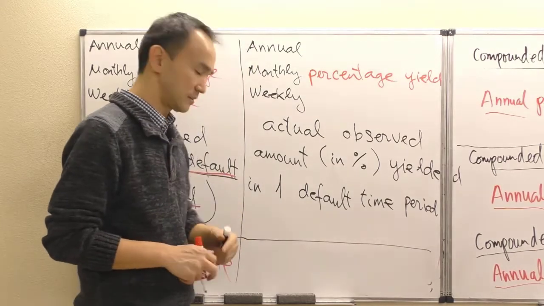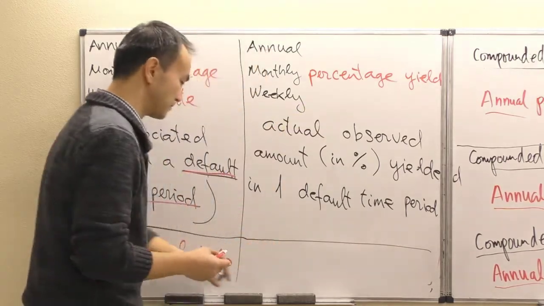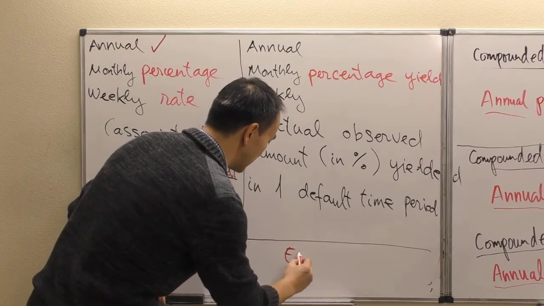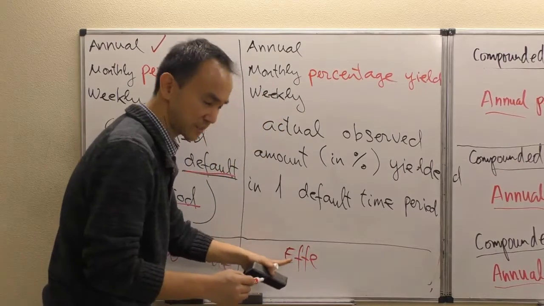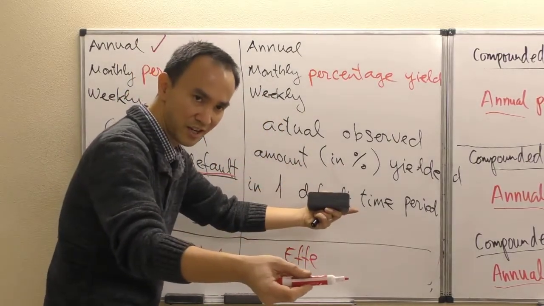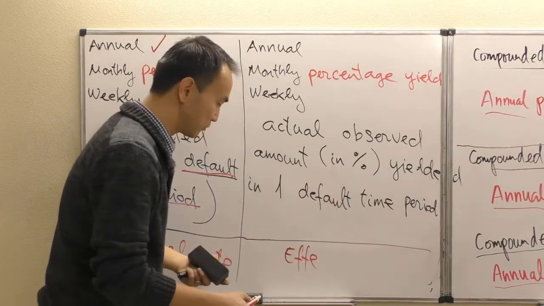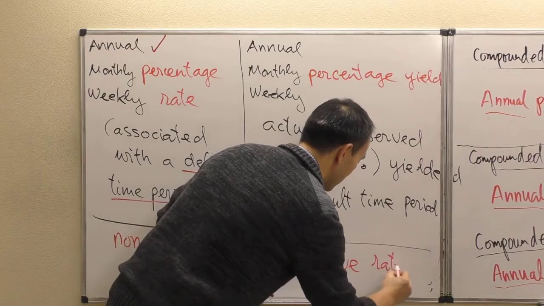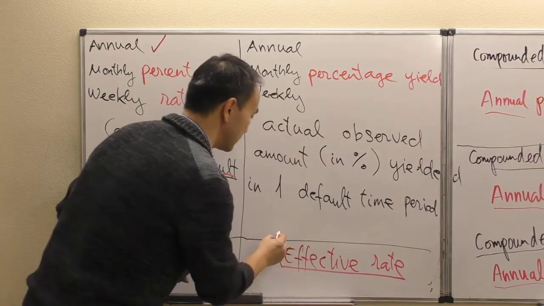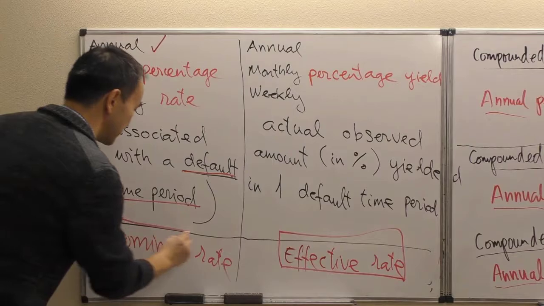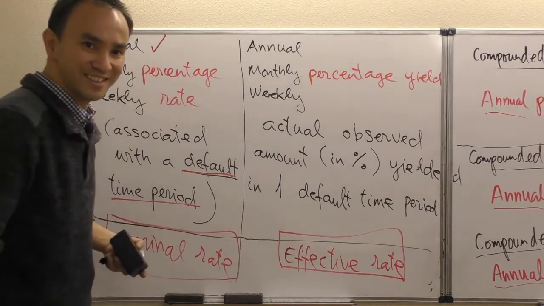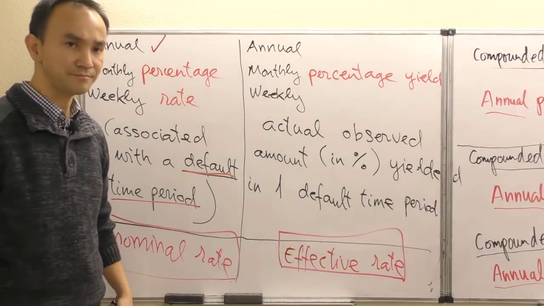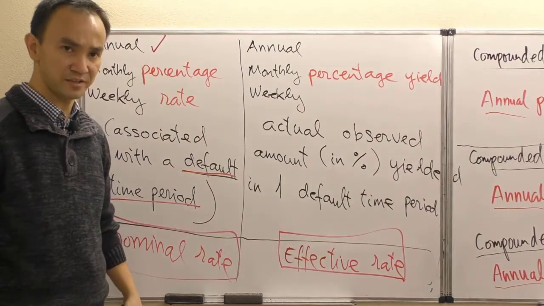And for that reason, percentage yield here is now generally regarded as what's so-called effective, because there are some effects of compounding the interest more frequently. So now we call it the effective rate. A percentage yield is an effective rate, okay? And then versus nominal rate. All right, there's effective rate versus nominal rate.